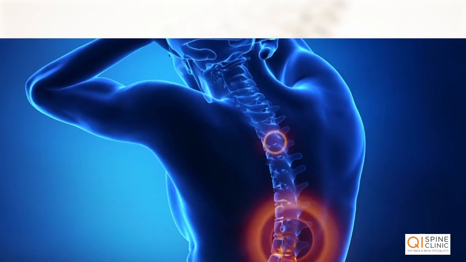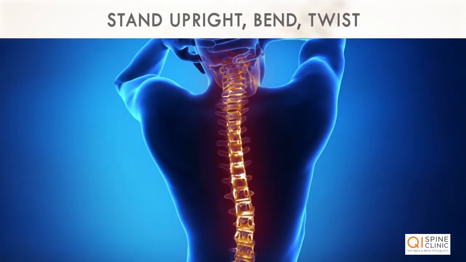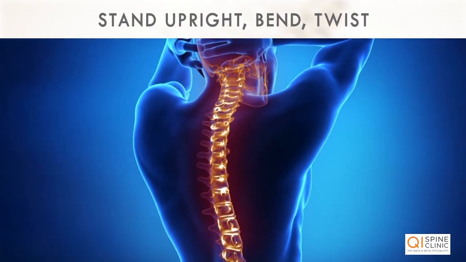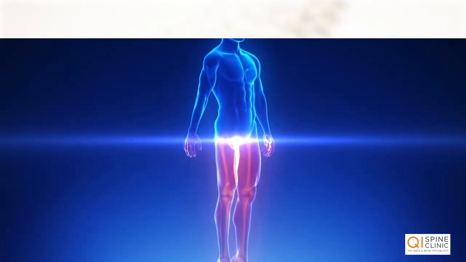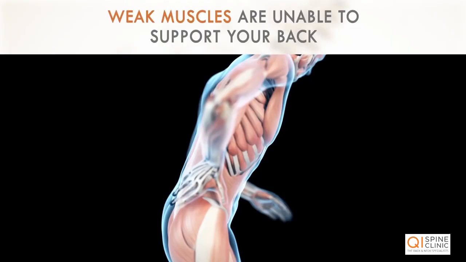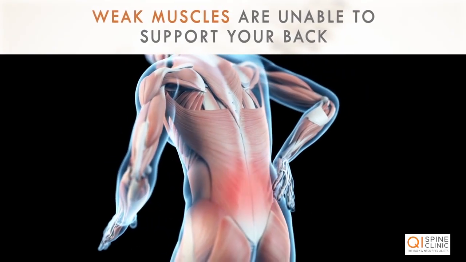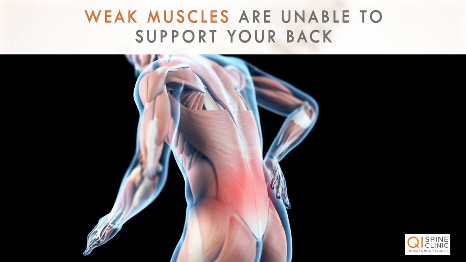The main function of our muscular system is movement, allowing us to stand upright, bend, and twist. The second function is maintenance of good posture and body position. But when muscles are weak and unable to support your back, the spinal column is forced to take the additional load, thus giving rise to back problems.